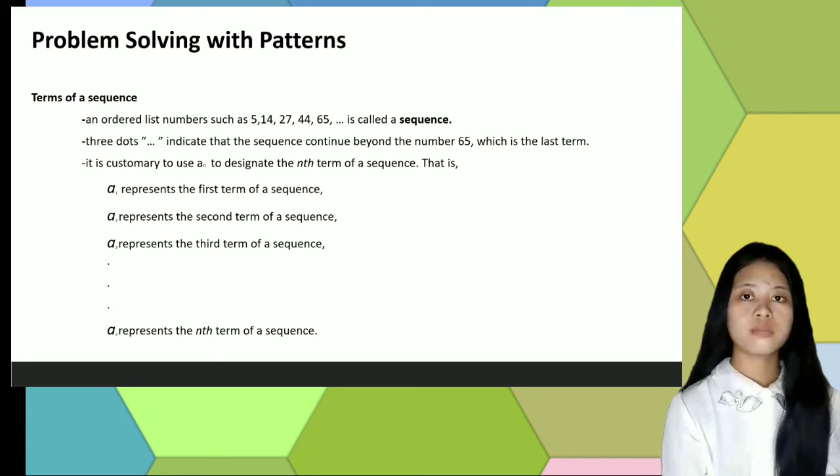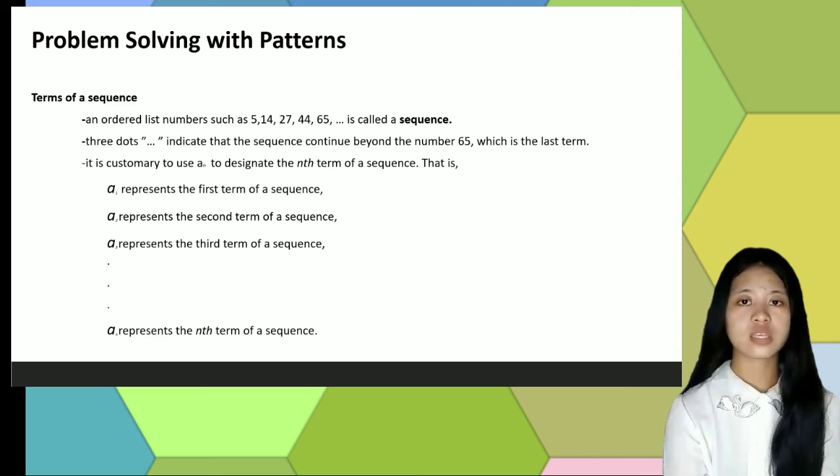Problem solving with patterns. Terms of a sequence. An ordered list of numbers such as 5, 13, 27, 44, and 65 is called a sequence. The numbers in a sequence that are separated by commas are the terms of the sequence.